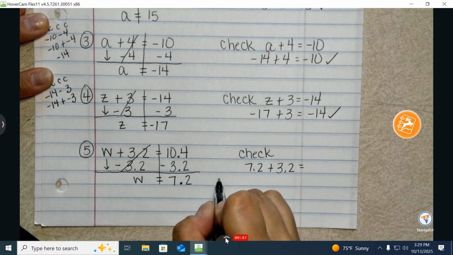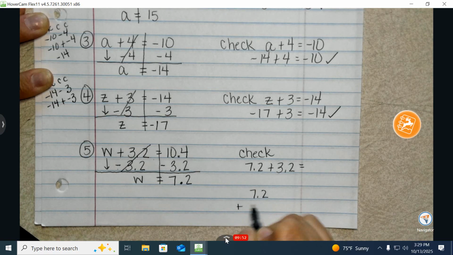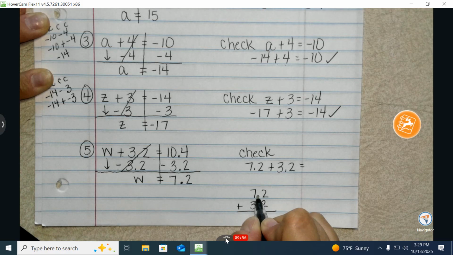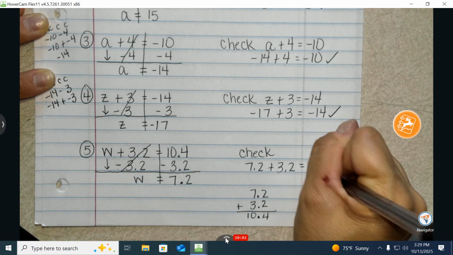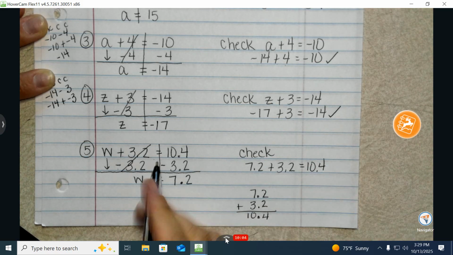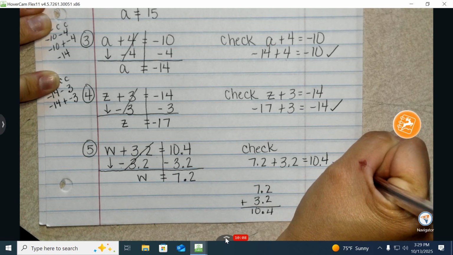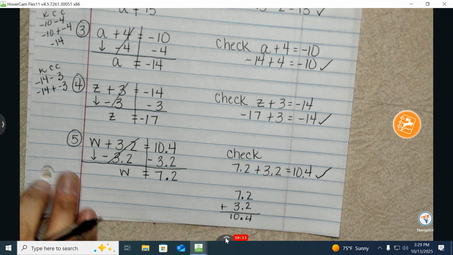You can write it this way to do the math. 7.2 plus 3.2. Drop down your decimal because we keep them lined up. 2 plus 2 is 4. 7 plus 3 is 10. So it equals 10.4. That is what we got right here. So our 7.2 worked. All right, I'm flipping my page over. Okay, number 6.